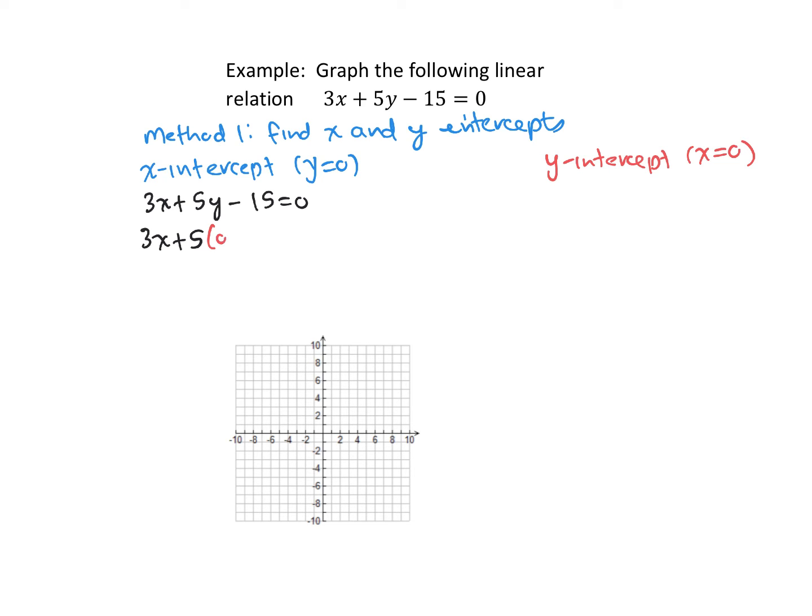So we'll replace y with 0, so that gets rid of that term. And then we'll solve for x. So we'll do the opposite of minus 15. We'll add 15. So 3x equals 15. And then we'll divide by 3. So x equals 5.